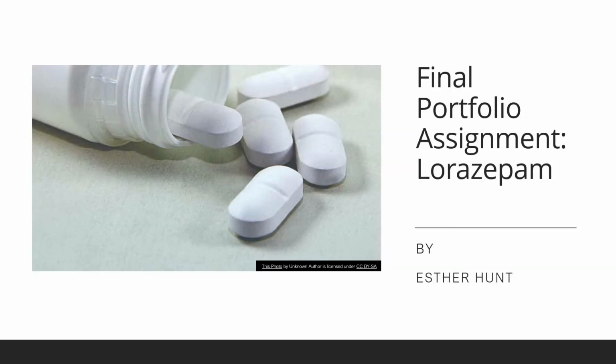Today, I'm going to be talking to you about the drug Lorazepam, also known commercially as Ativan. Lorazepam is a short-acting, rapidly cleared benzodiazepine, used commonly as a sedative.